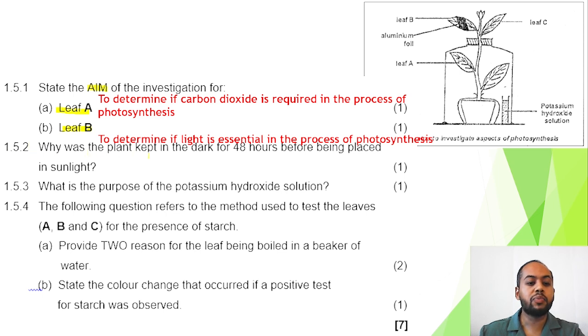1.5.2 states, why was the plant kept in the dark for 48 hours before being placed in sunlight? 1 mark for the question. So why do you think the plant is placed in the dark? The reason why we place the plant in a dark cupboard for 48 hours is simply to de-starch the plant. You want to prevent the process of photosynthesis from occurring before you start your investigation.